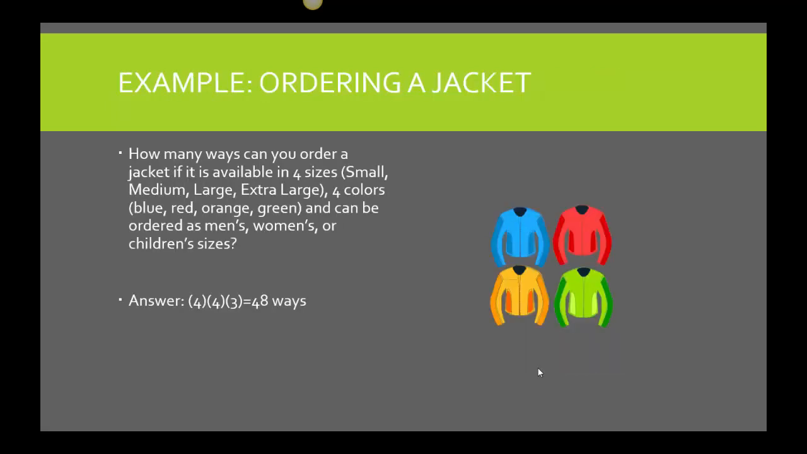So let's look at ordering a jacket. How many ways could you order a jacket if it's available in 4 sizes, small, medium, large, and extra large, 4 colors, blue, red, orange, or green, and can be ordered as a man's, woman's, or a child size? All right, so we have 3 different things to do. We first need to pick a size, then we need to pick a color, and then we decide if it's a man's, a woman's, or a child's. So I have 4 choices for my size, 4 choices for my color, and then 3 choices for man, woman, or child. If I multiply 4 times 4 times 3, it says 48 ways to make a jacket, and notice we didn't have to list any of the ways out at all.